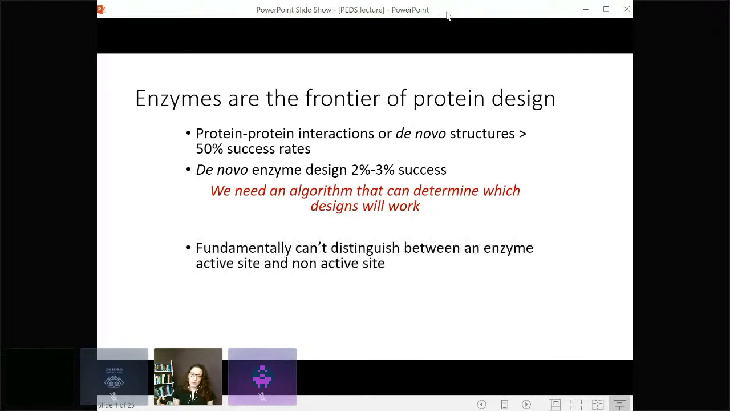If we fundamentally can't distinguish between an enzyme active site and a non-active site, I think somebody's not muted. If we fundamentally can't distinguish between an enzyme site and a non-active site, then this isn't going to work.